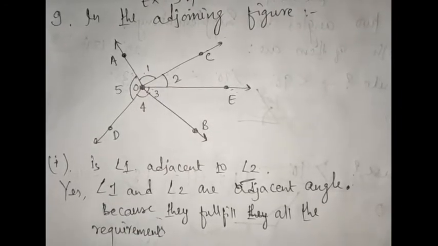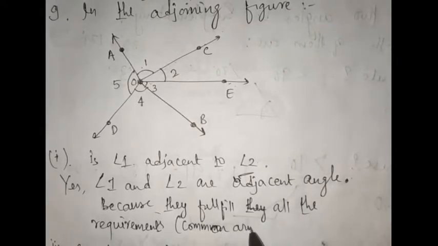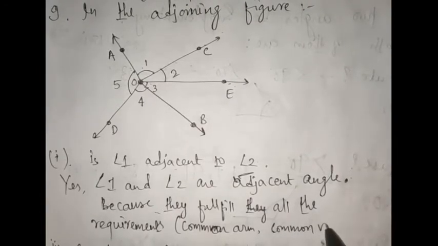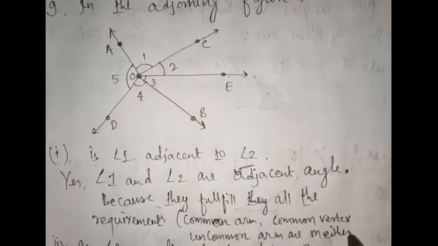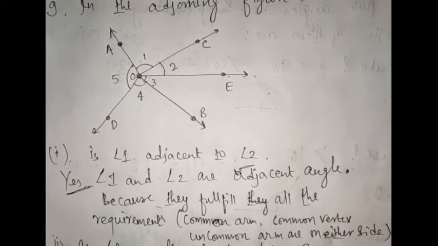Okay, requirements. What are the requirements? The requirements are: common arm, common vertex, and another important thing, that is uncommon arms are on either side. Okay, so that's why we are considering 1 and 2 as adjacent angles. Alright.